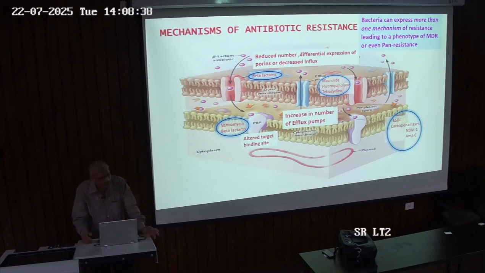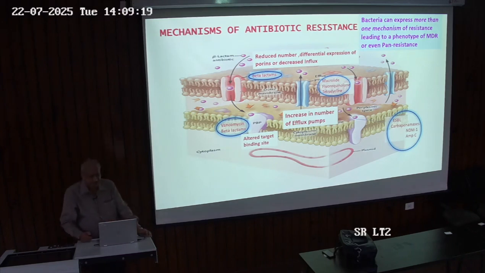They induce mechanisms that reduce the entry of the antibiotic to the cytoplasm or cause exit of the antibiotic from the cytoplasm. The entry of an antibiotic, for example a beta-lactam antibiotic, is through porin channels. So reduced number or differential expression of porins, or decreased influx, all leads to a decrease in the antibiotic concentration within the cytoplasm of the bacteria.